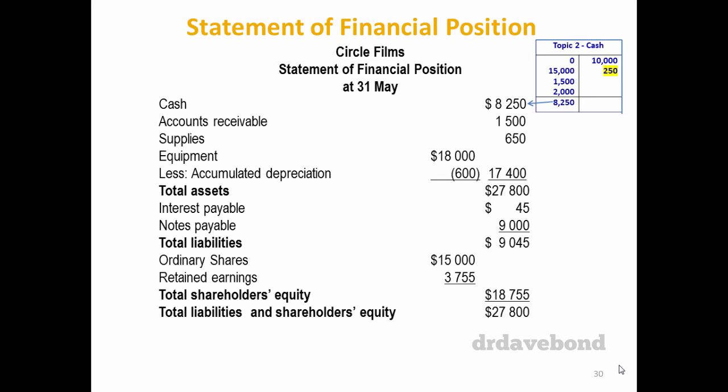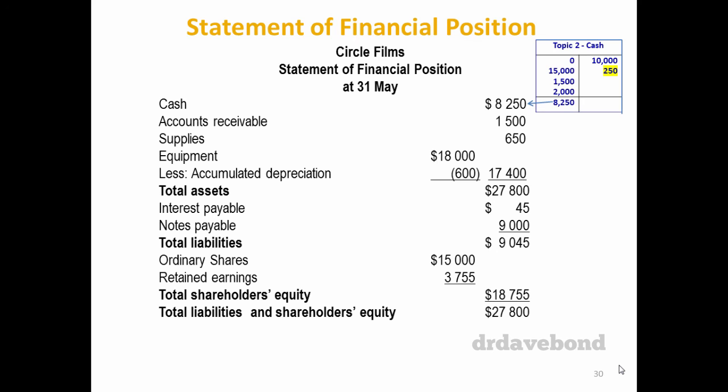Finally, we end up with the statement of financial position. If you go back and put together the trial balance as well, you'll just see that the cash, accounts receivable, supplies, equipment, accumulated depreciation, those are the numbers we'd worked out in that adjusted trial balance. Interest payable, notes payable, those are the accounts.